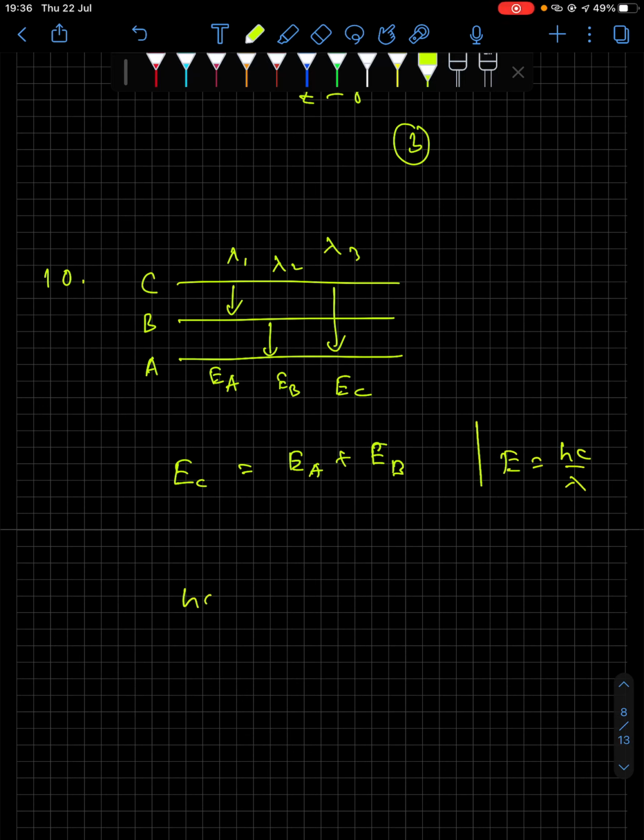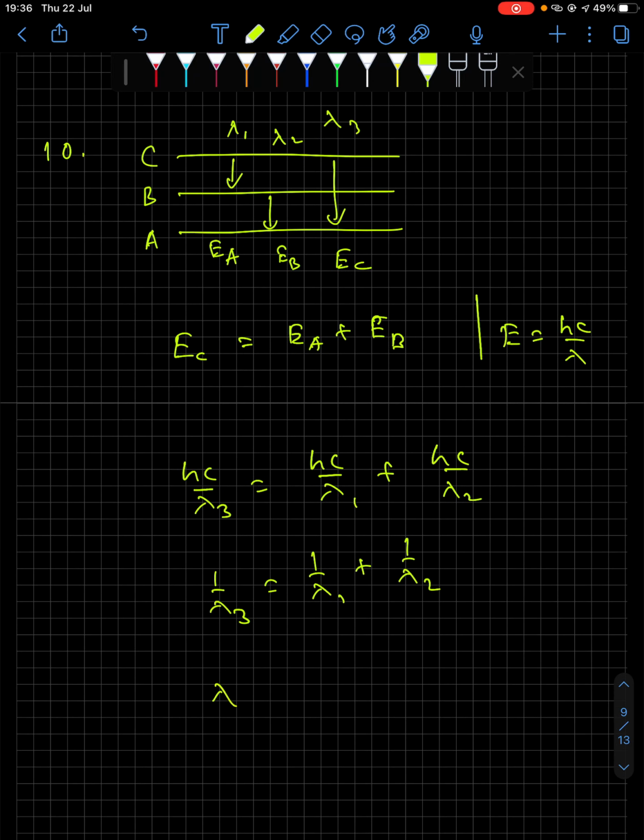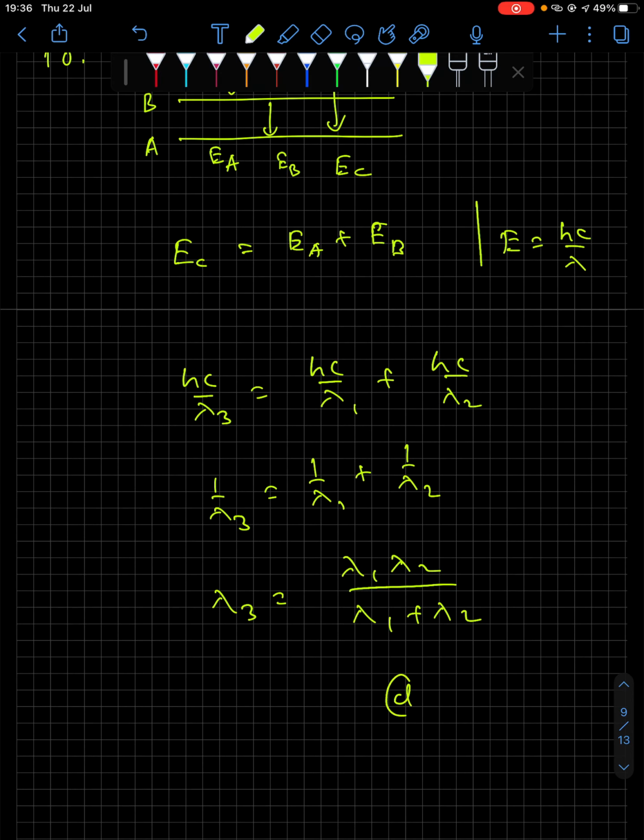So for EC it will be HC by lambda 3, HC by lambda 1, HC by lambda 2. So this is 1 by lambda 3, 1 by lambda 1 plus 1 by lambda 2 after cancelling all HC. So lambda 3 can be written as lambda 1 lambda 2 by lambda 1 plus lambda 2. So option number D is the answer.